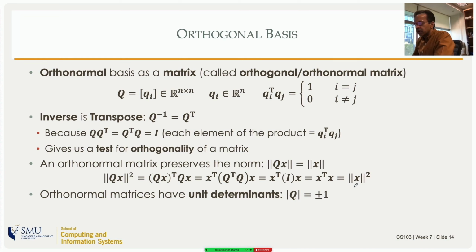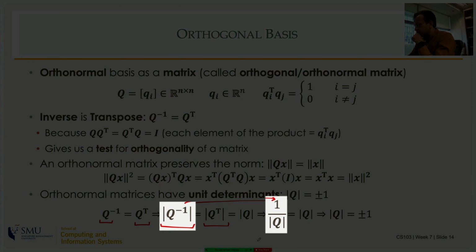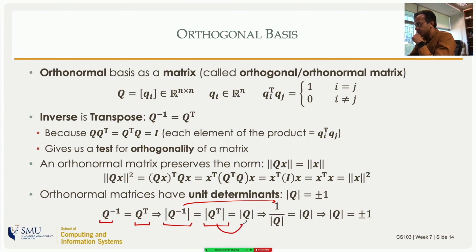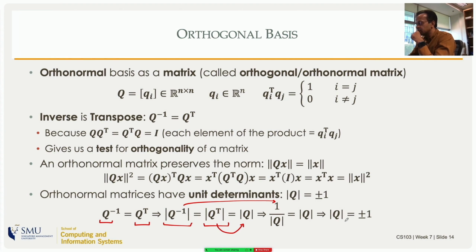Then the other thing is orthonormal matrices all have unit determinants. By unit I mean plus or minus 1. So if we take the determinant, you know that the inverse is the same as the transpose, so the determinant of the inverse is the same as the determinant of the transpose. But from the properties of determinants, you know that the transpose of a matrix will have the same determinant as the original one, and the inverse of a matrix will have the reciprocal of the determinant. So this guy gives you 1 over determinant of Q, and this guy gives you just determinant of Q. What does that mean? It means determinant of Q squared is equal to 1. That means determinant of Q is plus or minus 1.